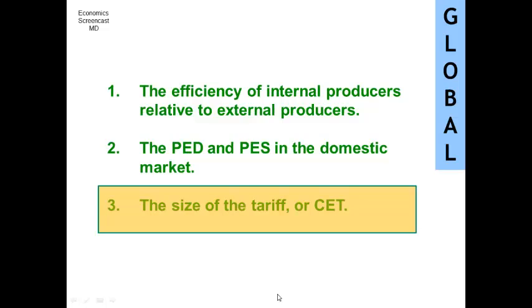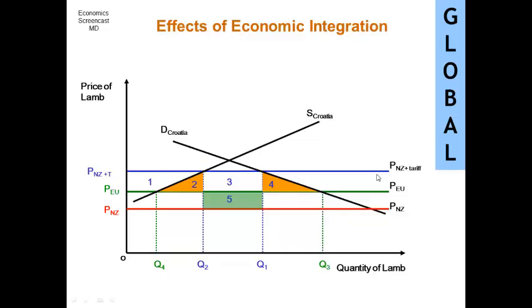Now we'll turn our attention to the size of the tariff or the common external tariff utilised by the EU. We use the same example, but clearly we have a tariff imposed on New Zealand lamb, and if we assume that the common external tariff was the same, the outcome would be the same price available on the EU market, because abolishing the tariff on the EU producers would bring the price down to PEU, and if the CET were the same size as the existing tariff, there would be no change in outcome.